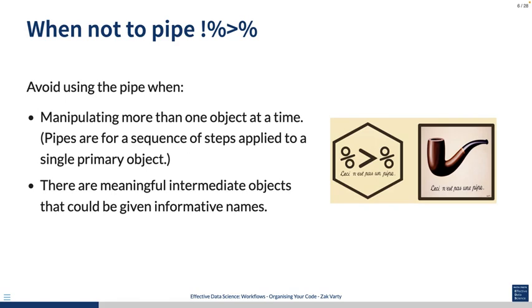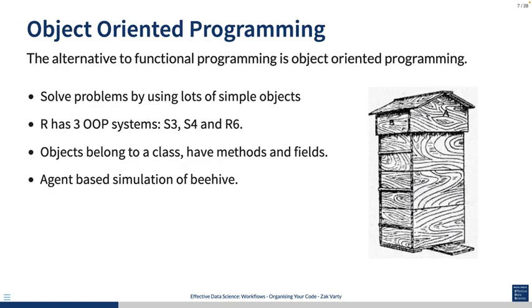Be a kind programmer and create meaningful intermediate objects with informative names to help the reader of your code. This will help them to more easily understand the logic within your code, as well as improving the readability of your code.